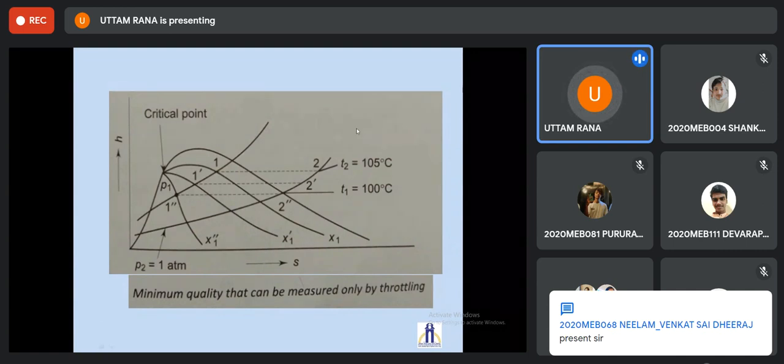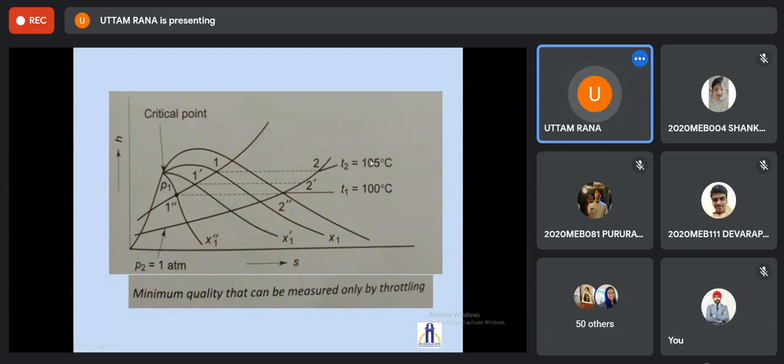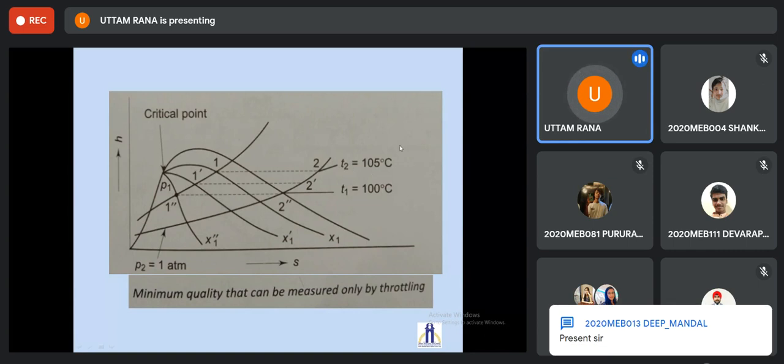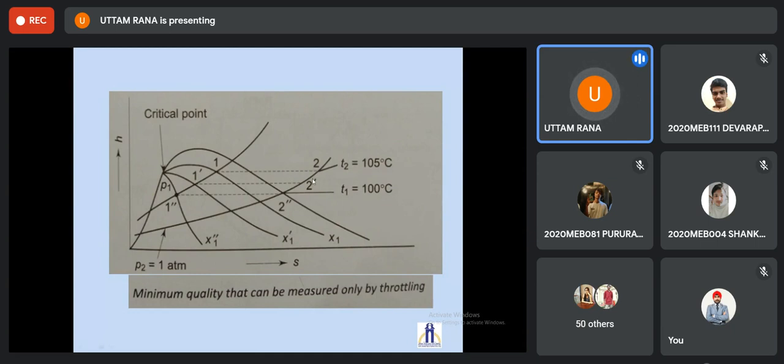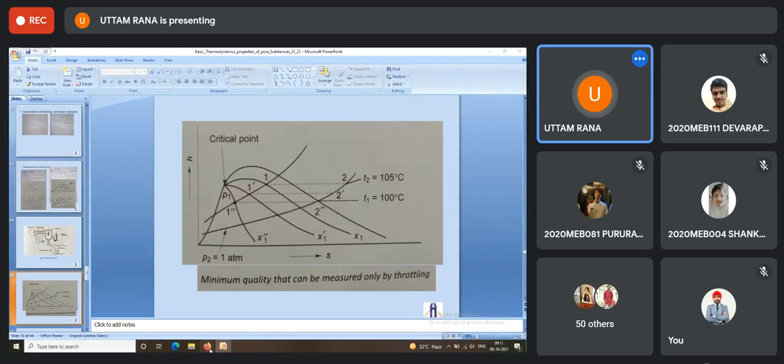So if this minimum quality is, let us say, 105 degree, a minimum of 5 degree superheating is required for finding the quality of the steam. So here you can see T2 is equal to 105. So the corresponding quality of the steam has to be 105 degree. Understood this point? Yes or no?